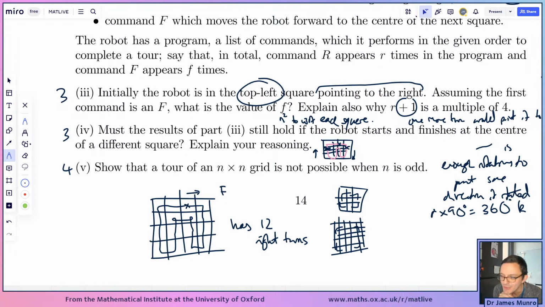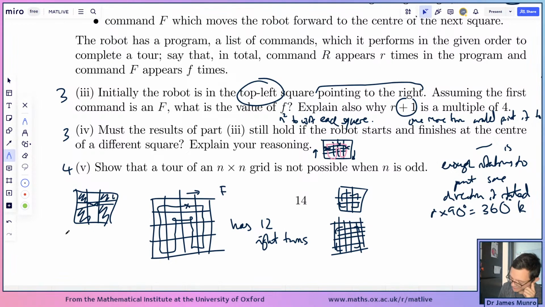If you colour in the squares like a chessboard, which I know chessboards have an even number of squares along the side, but if you colour in the squares like a chessboard, then every time it moves forwards, it moves from a black square to a white square, or from a white square to a black square. It alternates.